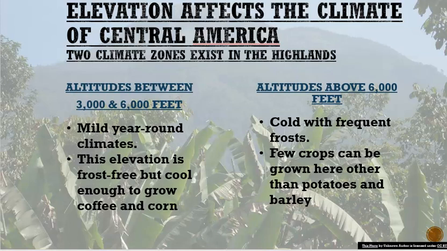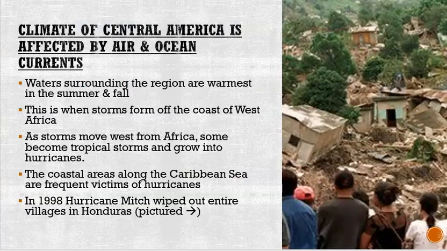Elevation greatly affects the climate of Central America with those mountainous zones. Altitudes between 3,000 and 6,000 feet have mild year-round climates and usually little frost. Altitudes above 6,000 feet are plagued with frequent frosts because the higher up you get, the colder it is, and few crops can be grown here other than potatoes and barley.